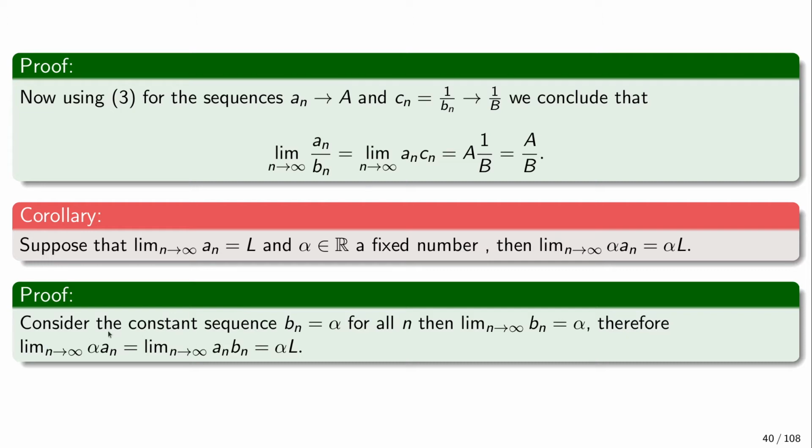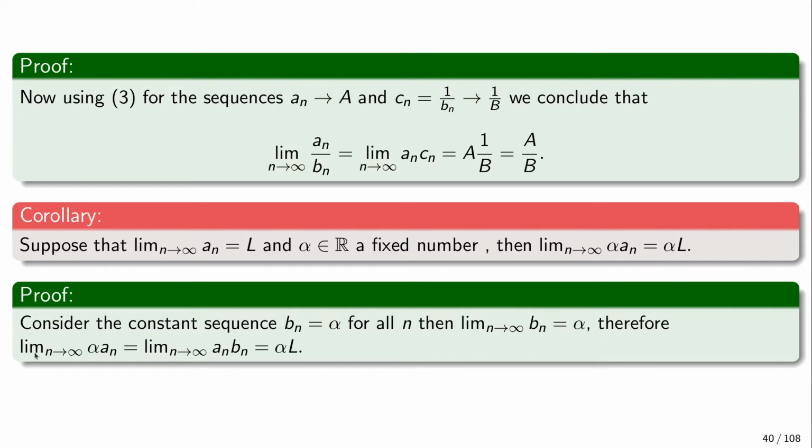Now consider the constant sequence Bn, which is just the constant sequence alpha. Clearly this sequence converges to the limit alpha, because the distance between Bn and alpha is 0 in absolute value, and so it's smaller than any positive epsilon for every n. So of course, according to the definition, the limit of Bn is alpha.